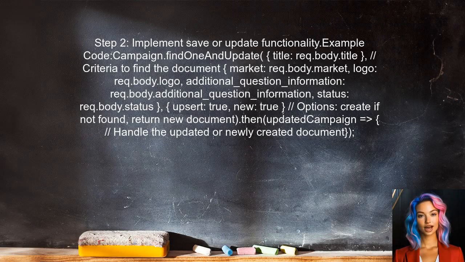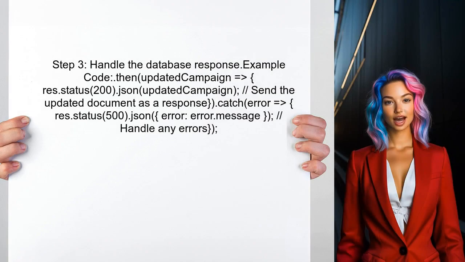Next, the user can implement the save or update functionality. They can use the findOneAndUpdate method, passing in the criteria to find the document, the new data, and options to create a new document if none exists. Finally, the user should handle the response from the database. This includes checking for errors and sending the appropriate response back to the client.